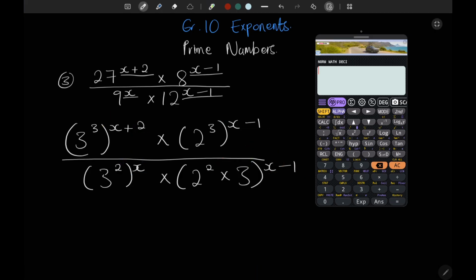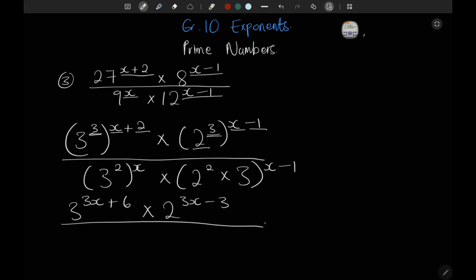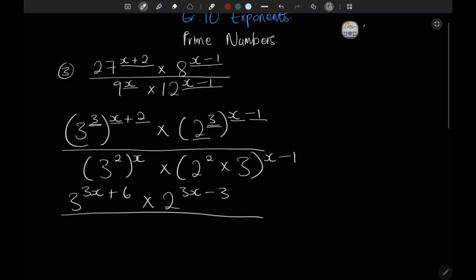Let's start with 3. We write down our base, it is 3. Then we have 3 times x, which is 3x. Then 3 times 2, which is 6. Times, we write down our base, which is 2. 3 times x, we have 3x. 3 times minus 1, you should have negative 3. That's your numerator.